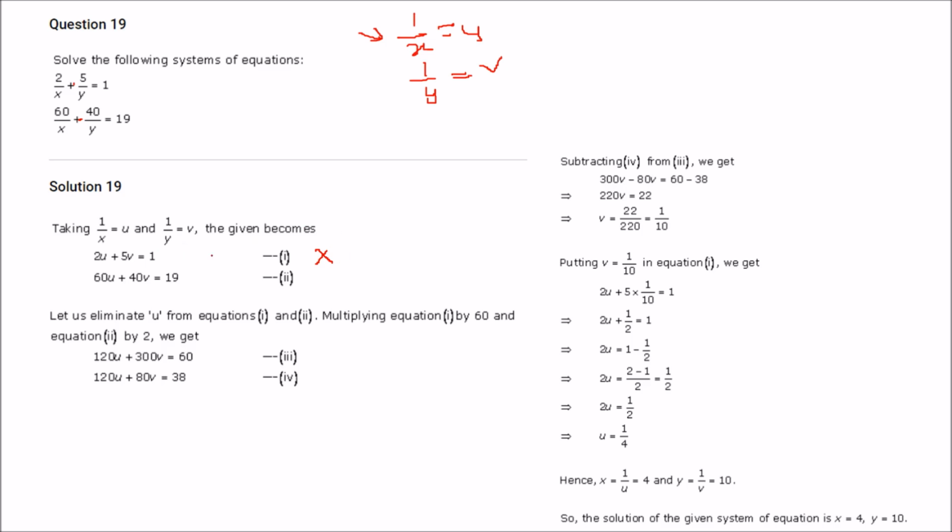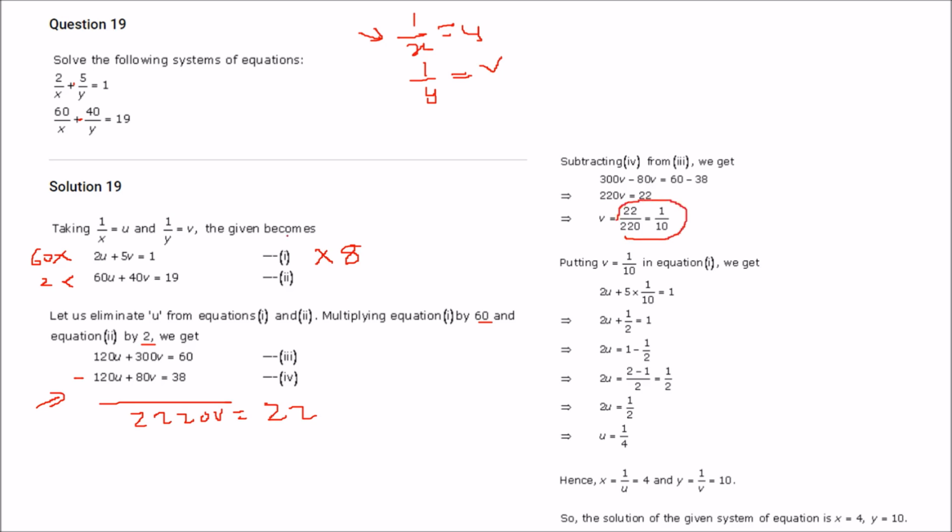Like if I just multiply this by say 8, I have just given an idea. When you multiply 1 by 60 and the other by 2, there is a possibility you can multiply this equation by 60, and you can multiply this by 2. So you get two equations like this, then you just subtract them. 300 minus 80 is 220v, and then 60 minus 38 is 22. So what do you get? v will be equal to 22 by 220, that is 1 by 10.